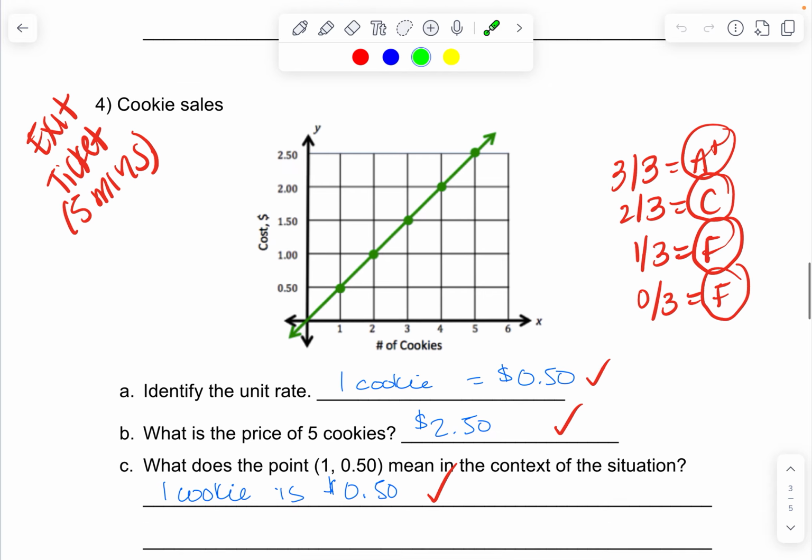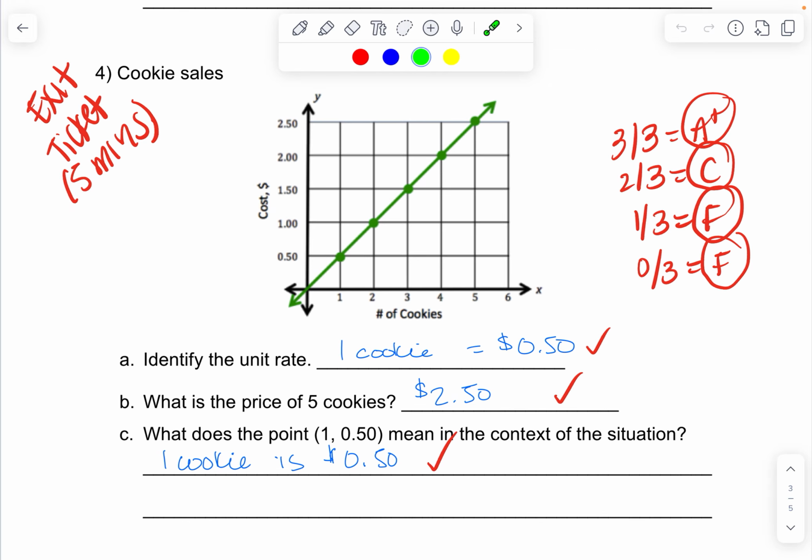Just to set them up for success for their exit ticket, they'll have to find the price of 5 cookies and then tell us what 1, 50 means in the context of the situation. So 1 cookie costs 50 cents is what they should say.